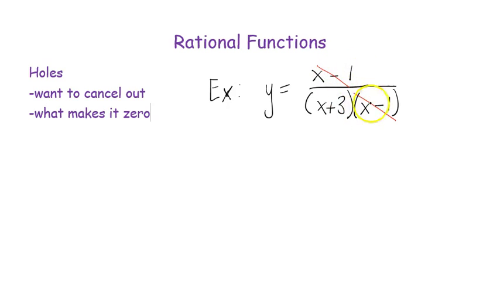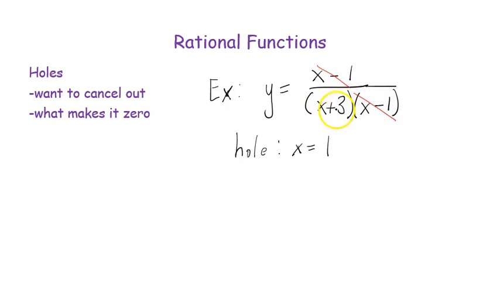When that happens, when you have that desire, you have a hole in the graph, and the hole is occurring where that would be 0. So we would have a hole in this graph at x equals 1, because if I plugged 1 into that part, it would be 0.